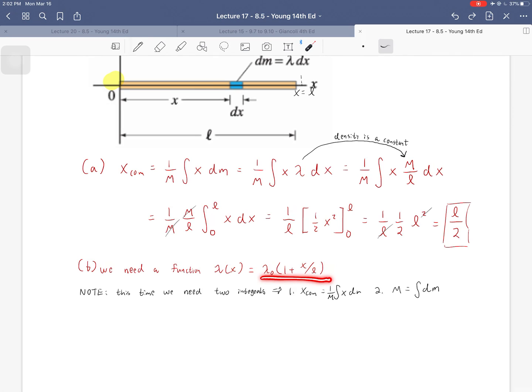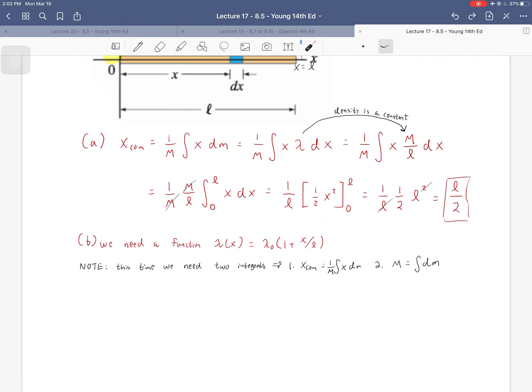Okay, and of course it makes sense, because if we plug in x equals L, then we'd have L over L, which gives us 1. And so then we'd have 1 plus 1, or the density at x equals L is 2 times lambda naught, which is exactly what it should be at the far end, where it's twice as dense as at the origin. And when we plug in x equals 0 for the origin, then we have 0 over L, or just a density of lambda naught, because that's the original less dense end.